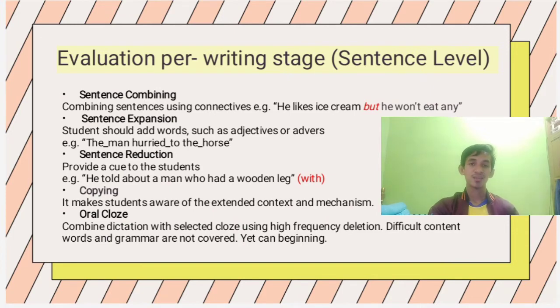And the next type of evaluation per sentence level is copying. It's really simple because we just copy the sentence. We don't need to change anything in the sentence. The last type is oral cloze. So in oral cloze, someone will read a passage or a text, and then the other will write the words.